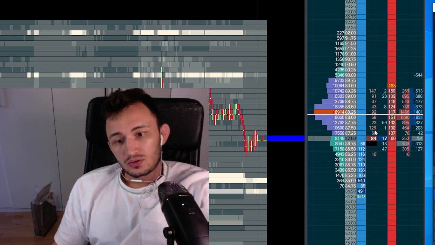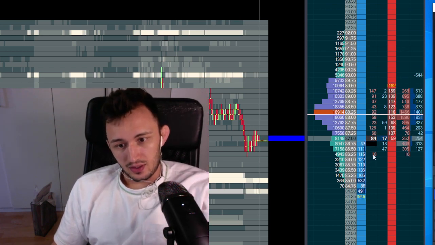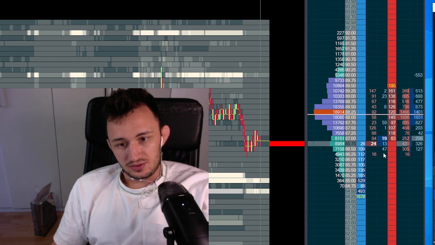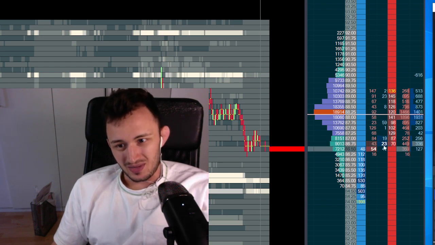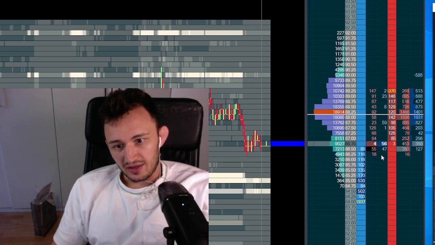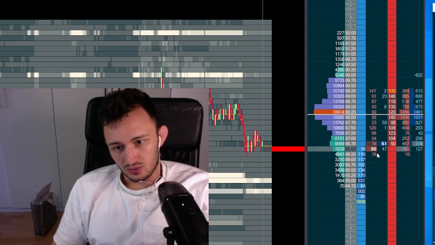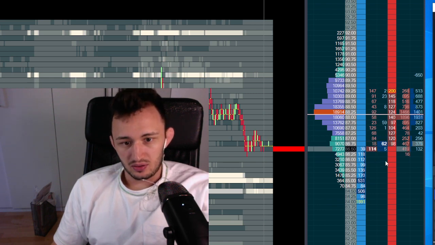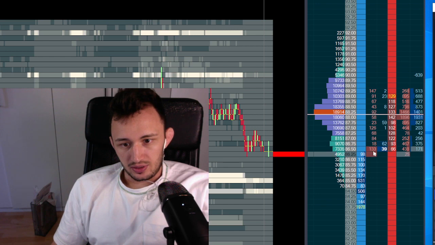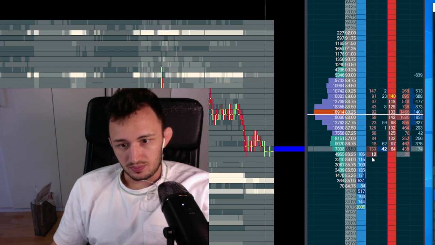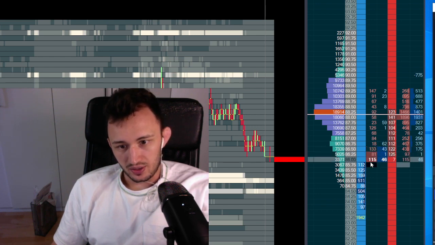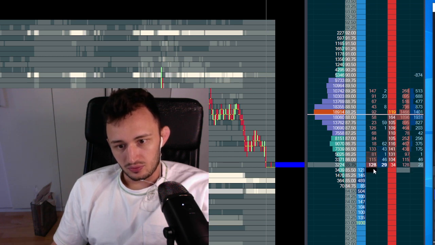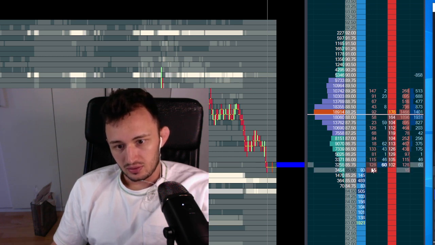Now you see way fewer transactions again. You don't see many transactions anywhere really, so nothing's really happening right now. That tells you we might be ranging here for a bit longer. Now we're at the lows again. You see volume pick up a little bit at this low here, and here we go, 2, 3, 4 ticks, once again into the 85s.